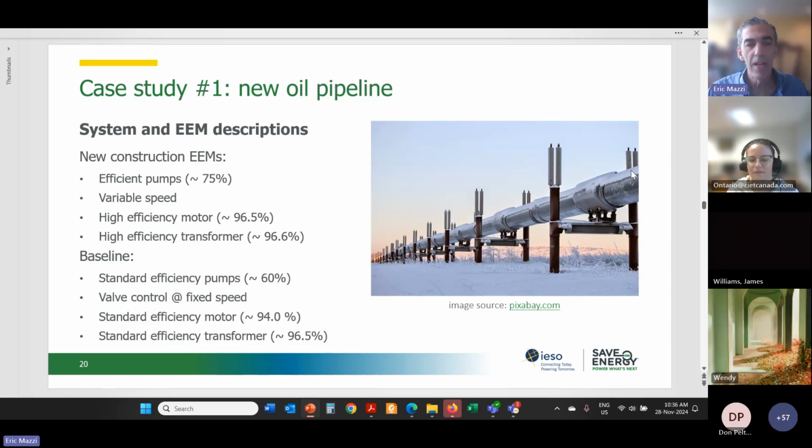Okay, so the first case study is an oil pipeline, where it was an existing system and more efficient pumps, variable speed controls, more efficient motors, and more efficient transformers were put in. And these are more efficient than the baseline. For example, 75% pump efficiency on average versus about 60% for the baseline old pumps. Motors improved about 1.5 percentage points and so on.